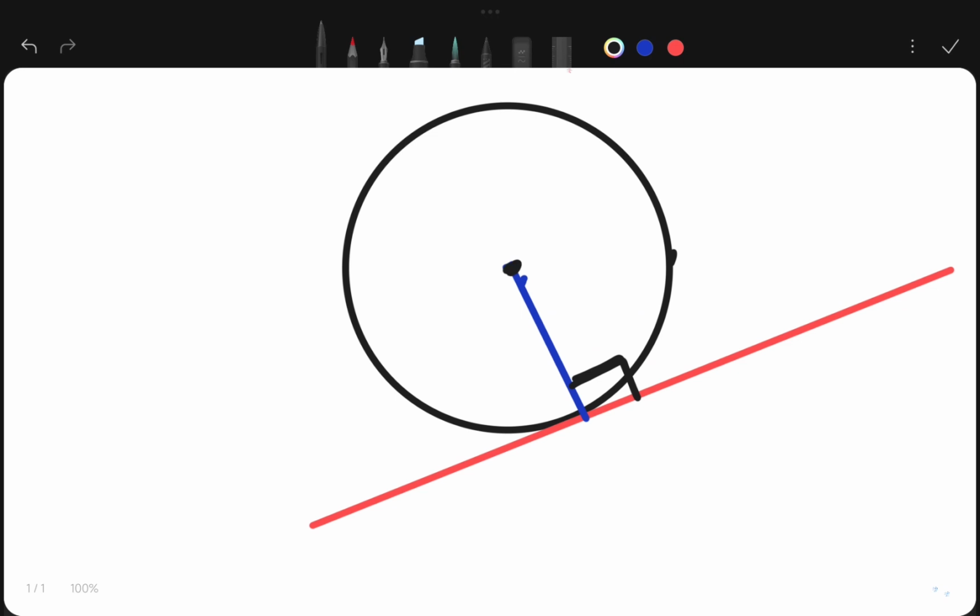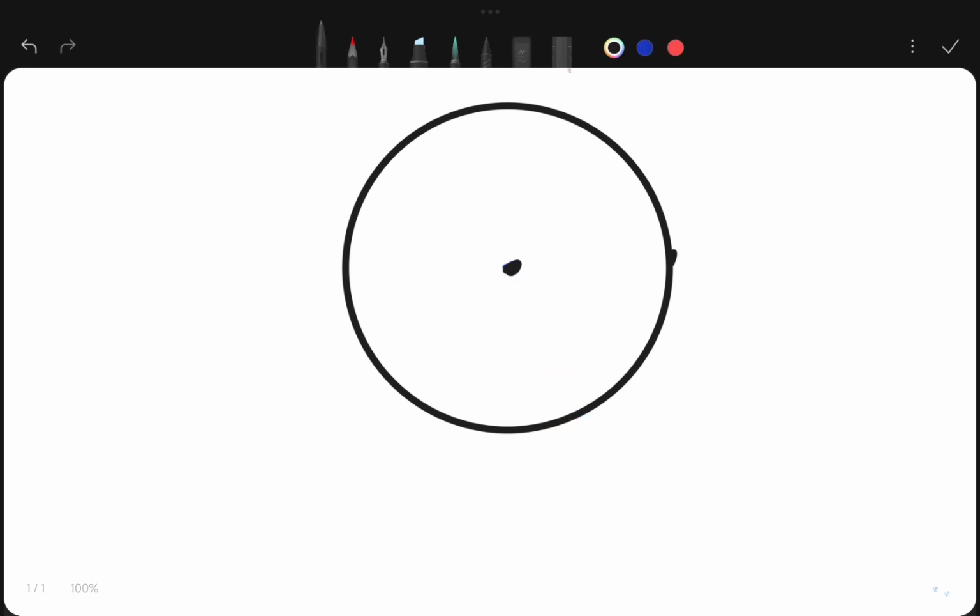Because the tangent and the line from the center of the circle are going to be perpendicular, this is going to be a 90-degree angle. And these types of questions usually come up a lot, so you have to be aware of them. Okay, moving on to our next one, which is also regarding a tangent.